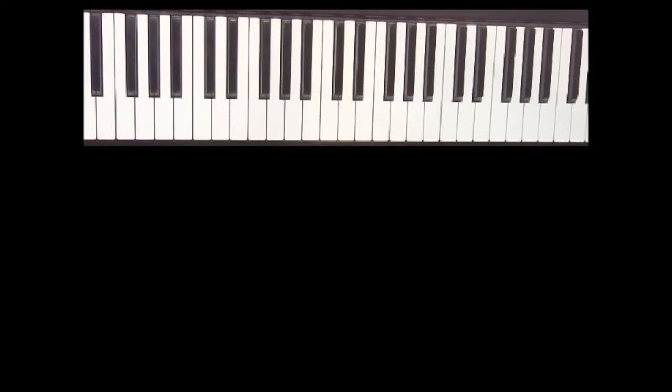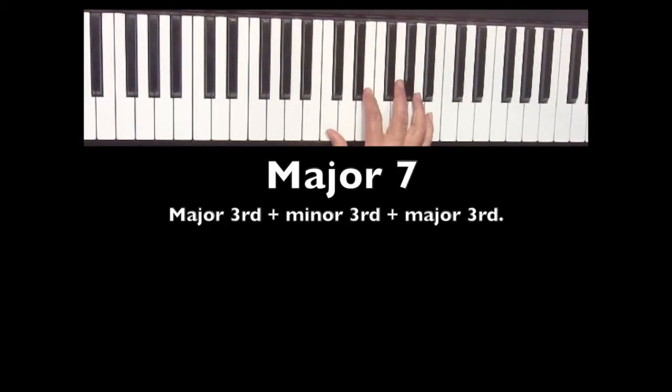We're going to start with a major 7th chord. Here's our C major 7. From C to E is a major third. 1 to 3 is a major third, 1, 2, 3, 4 half steps. From 3 to 5 is a minor third. And from 5 to 7, 1, 2, 3, 4, is a major third. So we can say that a major 7th is built up of a major third, a minor third, and another major third. Let's take another example.